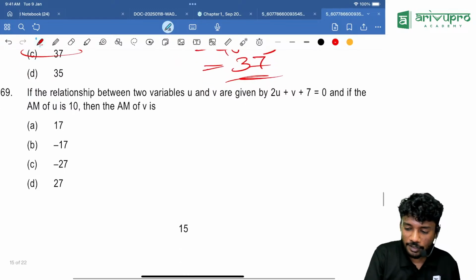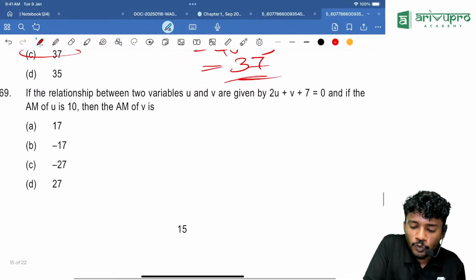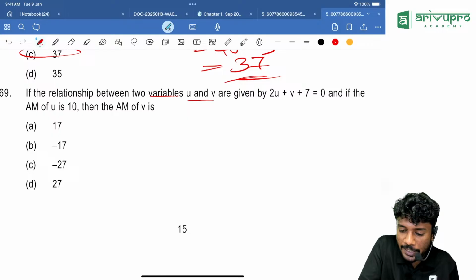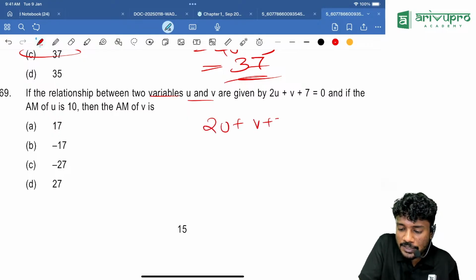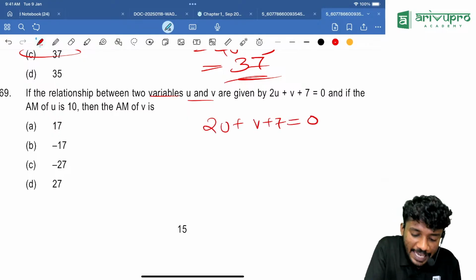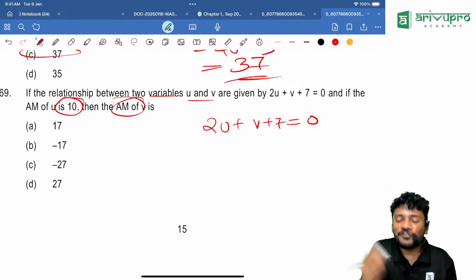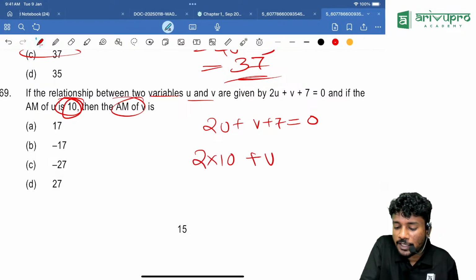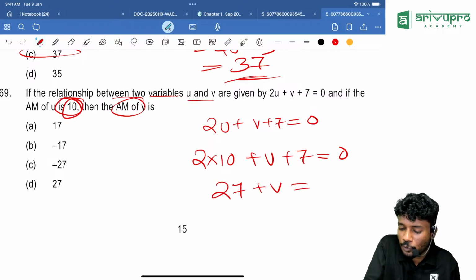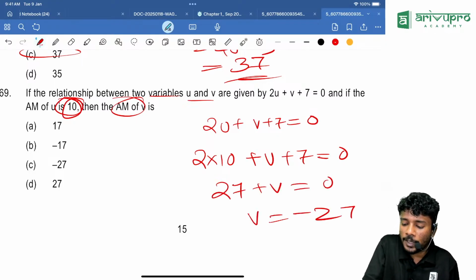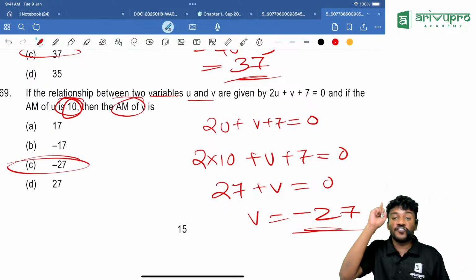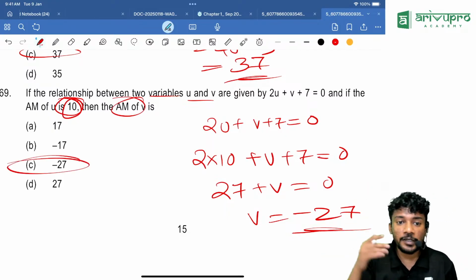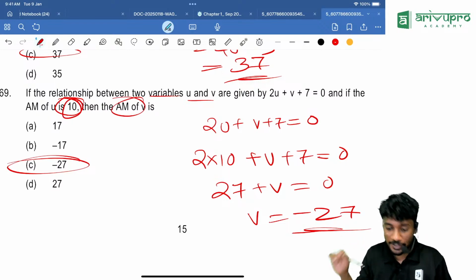Next question. The relationship between two variables u and v is given by 2u plus v plus 7 is equal to 0. If AM of u is 10, AM of v is what? Instead of u, what will we substitute? 10. That means 2 into 10 plus v plus 7 is equal to 0. 27 plus v is equal to 0. So v is equal to how much? Minus 27. Very direct question. You'll get the answer, right? Next one.